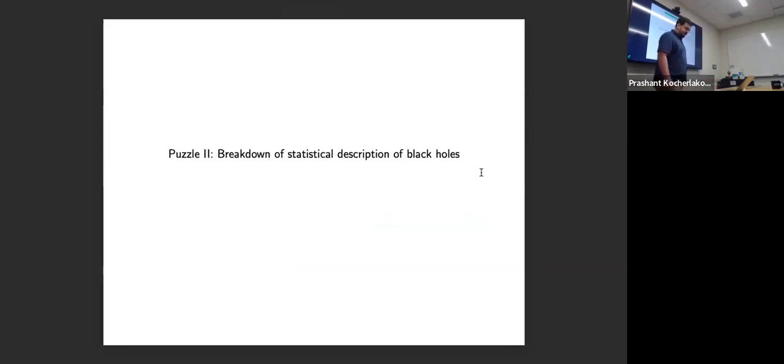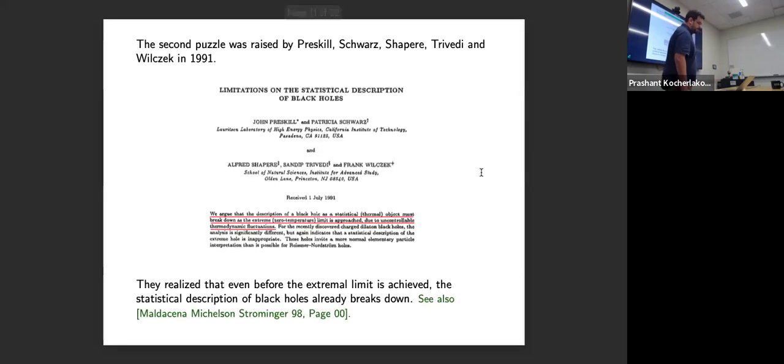So let me describe the second puzzle, which is the breakdown of statistical description of black holes. This one was raised a long time ago by Preskill, Schwarz, Shapere, Trivedi, and Wilczek in 1991. So I realize maybe it's a little small, but they say that we argue that the description of a black hole as a statistical object must break down as the extremal limit is approached due to uncontrollable thermodynamic fluctuations. So they found problems in the classical thermodynamics of black holes even before you reach extremality, at some small but finite temperatures.